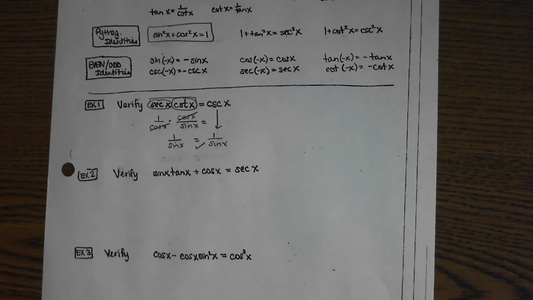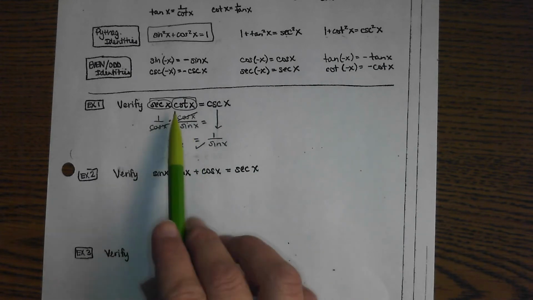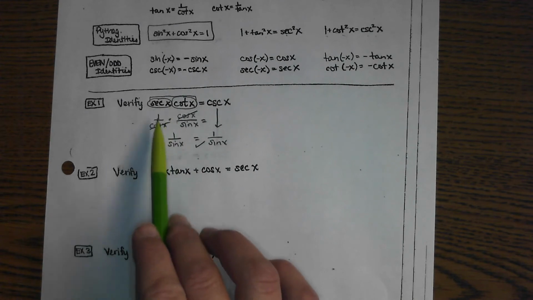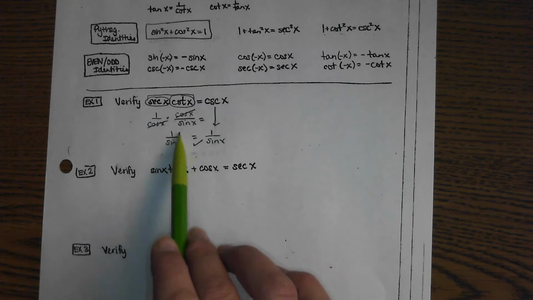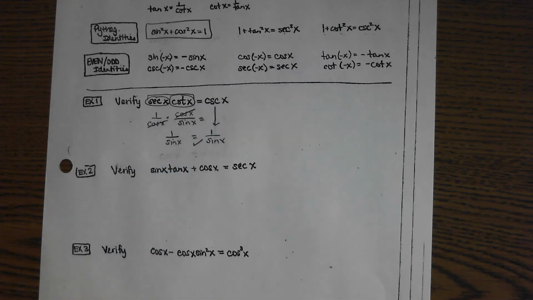Either is fine. Regardless of which way you do it, the left side has to be an exact match for the right side, and you check it off. You have to show every single step. So what we changed secant to, what we changed cotangent to, what canceled, what that became, and then what that became. You can't skip steps. Okay?